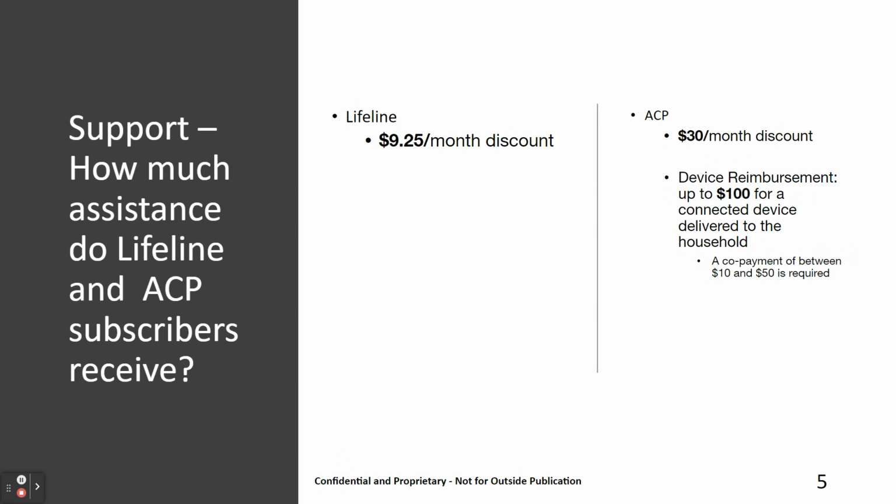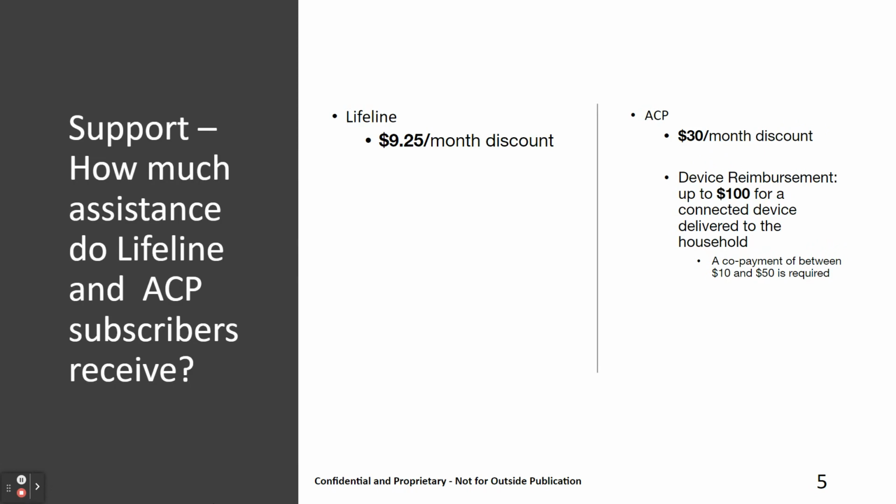Subscribers receive a monthly discount of up to $9.25. The discount may apply to qualifying fixed or mobile services and can be applied to voice, broadband, or bundled services that meet minimum service standard requirements, which we won't get into today. For the ACP, there is a standard broadband services discount where ACP households can receive up to a $30 a month discount for broadband services.